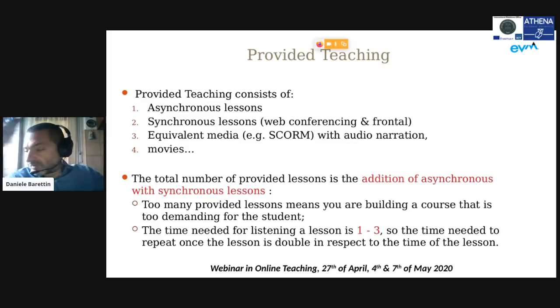So SCORM is a kind of multimedia object where you can put slides, some lateral comments, some links to other stuff, and some tests during the lesson, so first evaluation: small questions during the lessons in order to immediately check the attention and the understanding of the students. And in this SCORM you can also put movies and links to external files and whatever. So it should be as complete as possible.